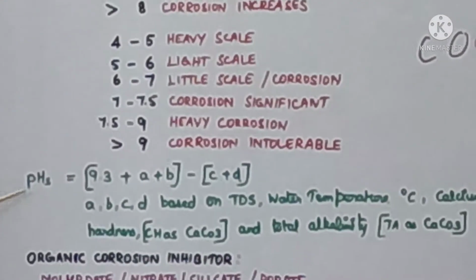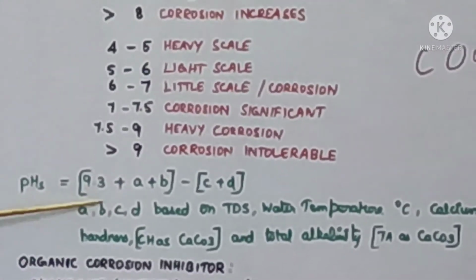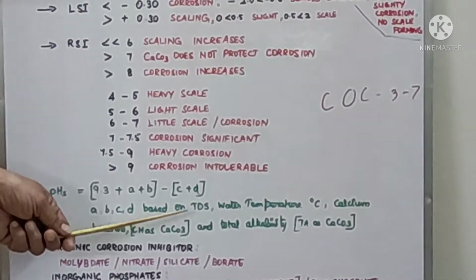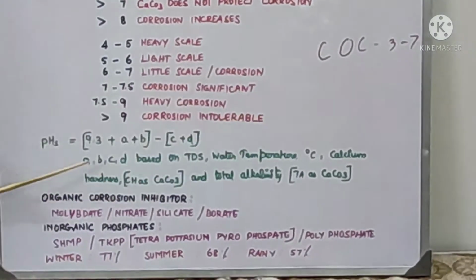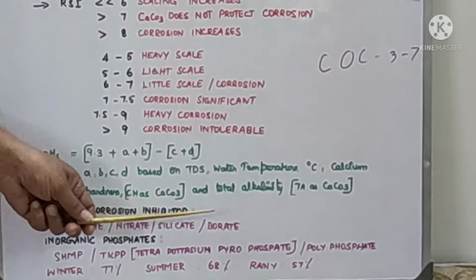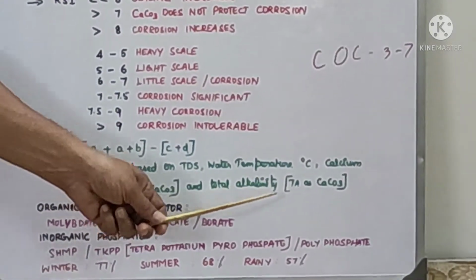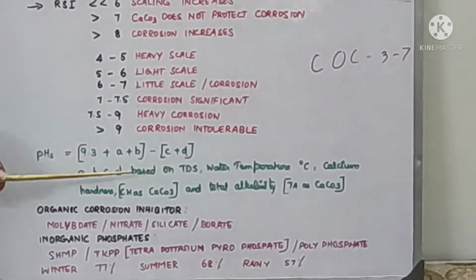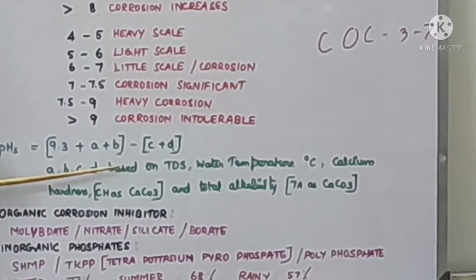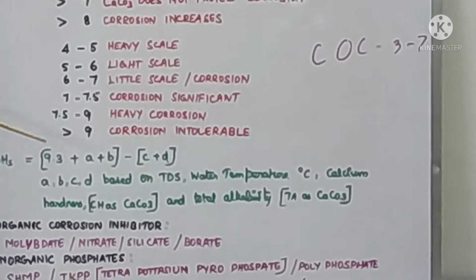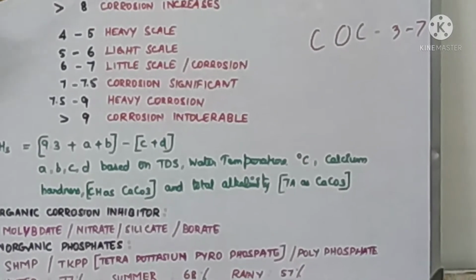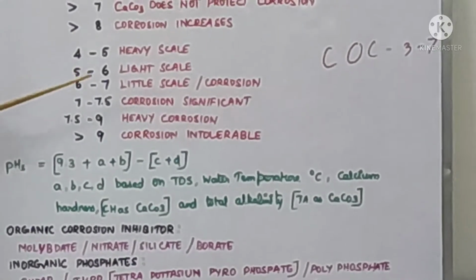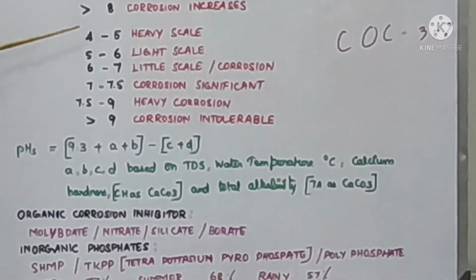The pHs value, pH saturation, formula is 9.3 plus A plus B minus C minus D. These A, B, C, D values are the TDS of the water, temperature, calcium carbonate hardness, and total alkalinity of the water. They will calculate for the water they are going to use in the cooling tower, like our open type cooling tower in India, and they will go for the selection of the treatment, whether it is on the descaling agent side or the scaling side or the corrosion side.